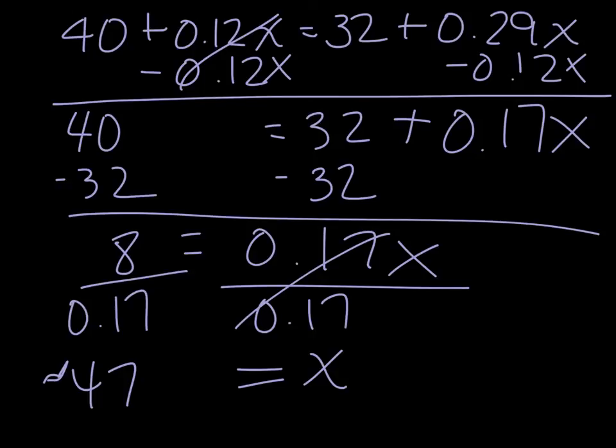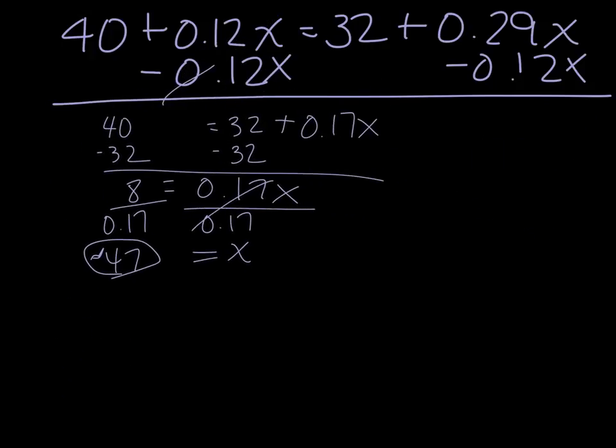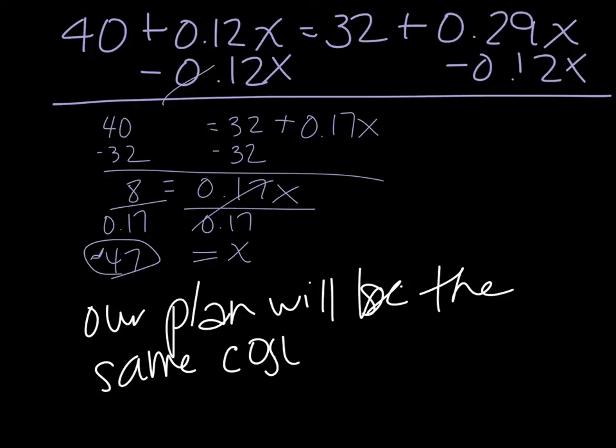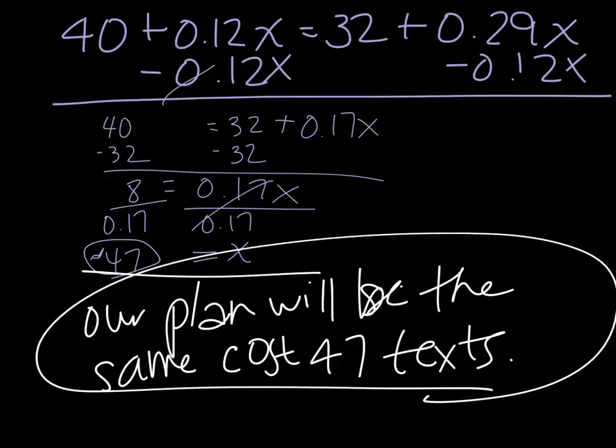Okay, this is something you should have done on your own, and you should have got approximately 47. That means what? I'm going to have to write in a sentence. That's what I'm looking for, remember? So in a sentence, I'm going to write, our plan will be the same cost at 47 texts. Okay, this is the answer I'm looking for. Don't just write x equals 47. Does that make sense? Our plan will be the same cost at 47 texts.